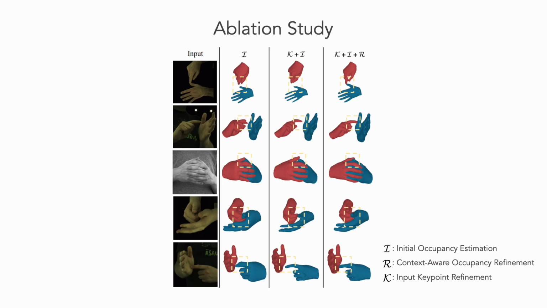We also show our ablation study results with respect to each of the proposed modules in the image-based reconstruction setting. The initial occupancy estimation module alone produces two-hand shapes that do not look plausible due to the errors from the predicted two-hand key points. When the key point refinement module is added, it generates more plausible shapes. However, it still doesn't properly model hand-to-hand interactions such as finger contacts. Our full model, including the context-aware occupancy refinement module, reconstructs the most accurate shapes with higher hand-to-image and hand-to-hand coherence.